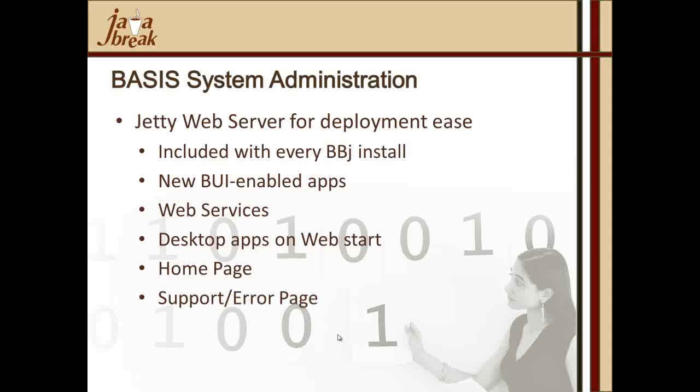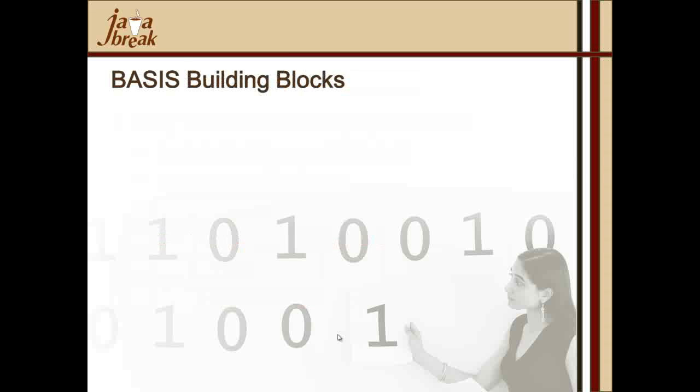We also have a support/error page. So should there be an error from the web server, you can redirect it to an error page that you can populate yourself. So BBJ ships with some defaults set up in the home pages and the error pages, but you can override those defaults.